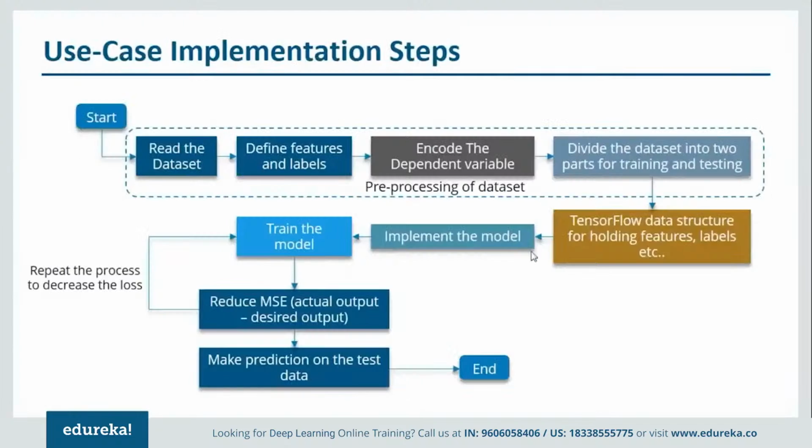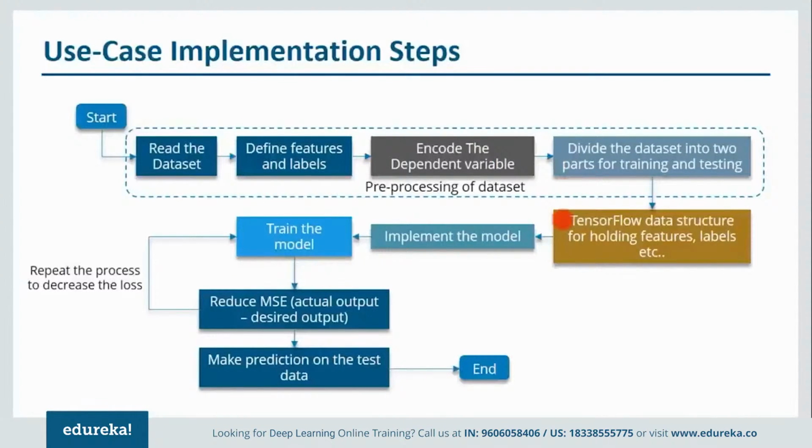So guys, let's move forward and see what are the various steps involved in order to implement this use case. Over here we'll first begin by reading the data set that we have. We'll define features and labels. After that we are going to encode the dependent variable. And what is a dependent variable? It is nothing but your label. Then we are going to divide the data set into two parts, one for training, another for testing.